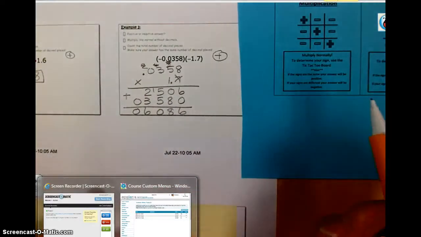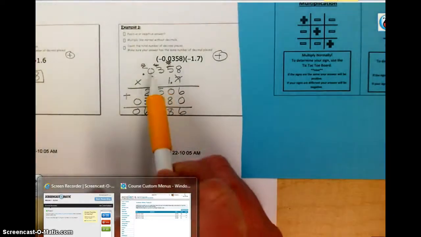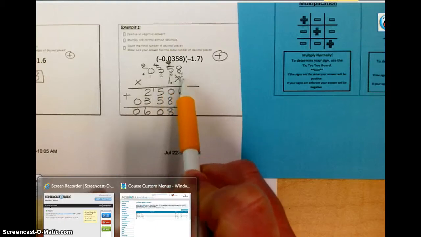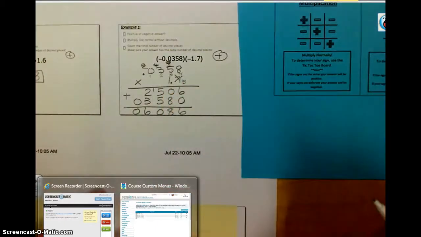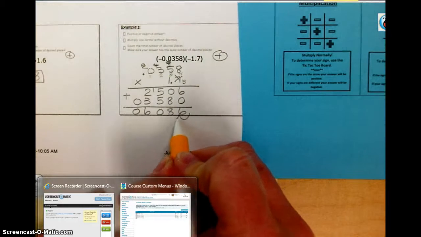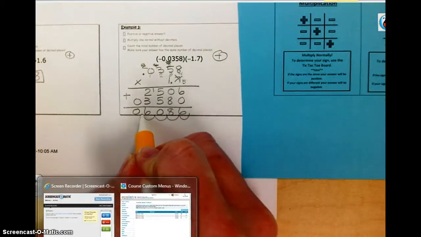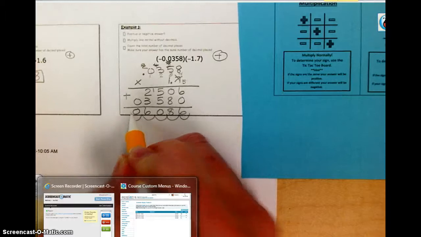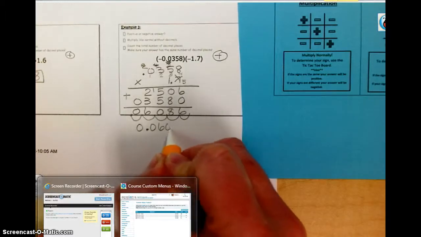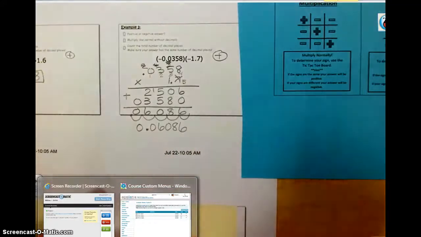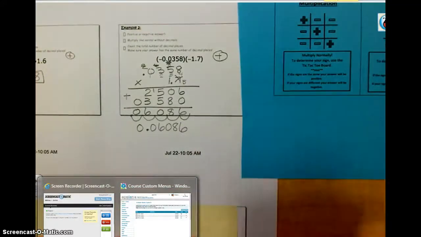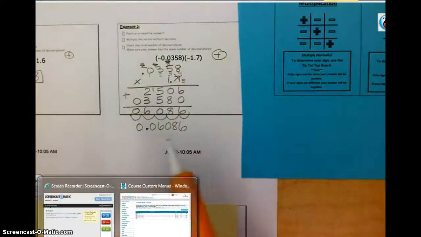Now in this problem, I have 2 numbers that have decimal points. So I count 1, 2, 3, 4, 5 digits behind the decimal. So I start to the far right, and I'm going to move 1, 2, 3, 4, 5 places to the left. And there will be the answer to my multiplication problem. And again, my answer is positive because a negative times a negative is a positive.